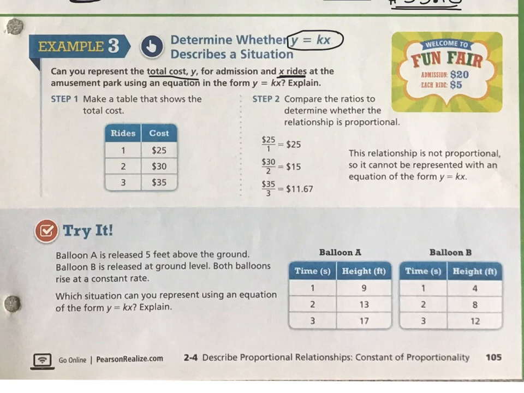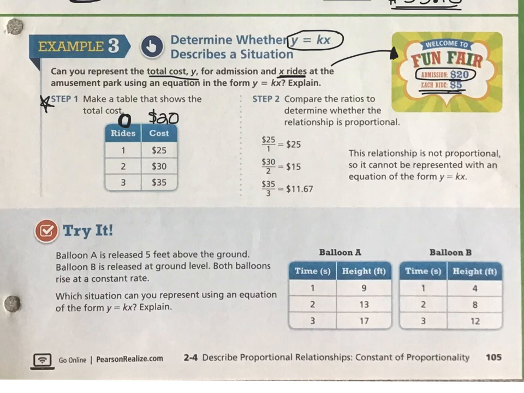Explain. So the first thing that I needed to do is figure out where's the information coming from. And then I see the sign over here on the side, the fun fair sign. So the fun fair sign indicates that we have an admission price of $20 and each ride is going to cost $5. So step 1 says, let's make a table to show the total cost that we would spend by going to the fun fair. If I go to the fun fair and I just get in the door, I have not taken any of the amusement park rides, so that's a 0, but I have had to pay admission of $20.